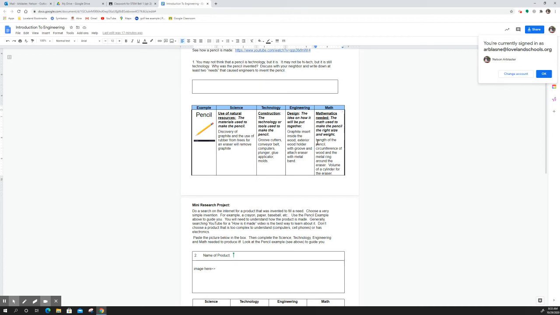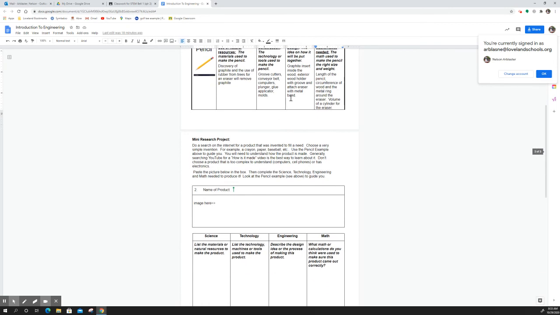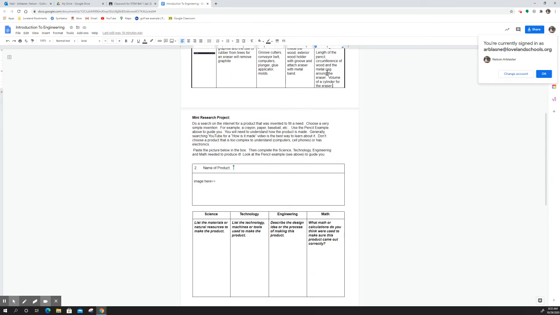When they program these machines to work precisely, they have to be within like milliseconds of accuracy. So a lot of math is being used in that. Like I said, measurement as well, like the circumference of the pencils, the length of the pencils, the amount of the diameter that the lead fits into the grooves, things like that. So watching that pencil video and looking at this chart is really going to help you when you do your own.